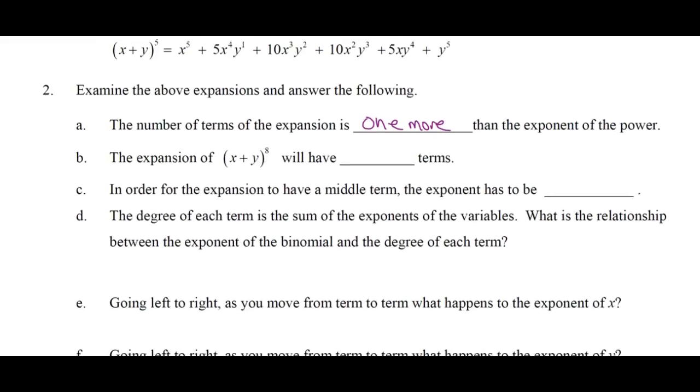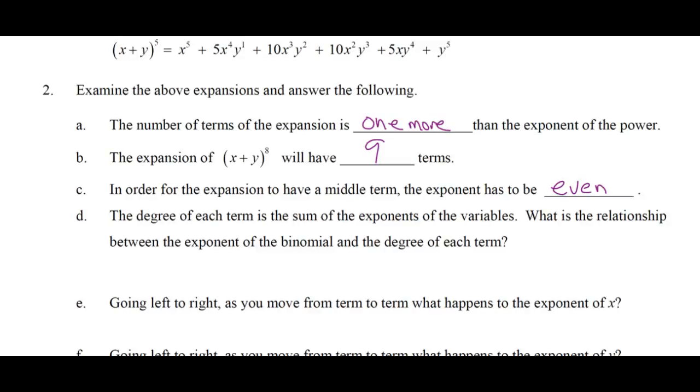The expansion of x plus y to the 8th then will have how many terms? 9. In order for the expansion to have a middle term, the exponent has to be even, right? So 8 exponent, 9 terms. For a middle, you need an odd number of terms, right? If I have 9 terms, then the middle is the 5th, 4 on either side. So the exponent has to be even.